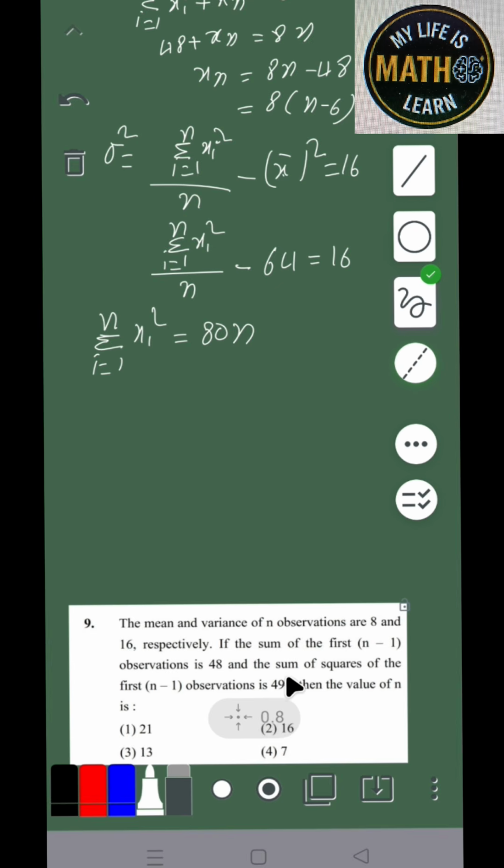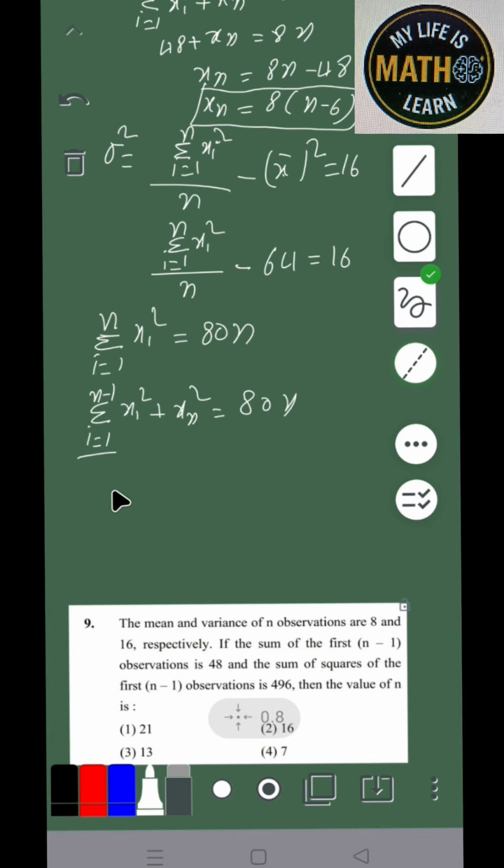But they gave the n minus 1 observations. So the sum of squares of n minus 1 observations, I will write with the same formula: sigma of i equals 1 to n minus 1 of xi squared, plus xn squared, is equal to 80n. You have to remember this formula. It is useful to us.